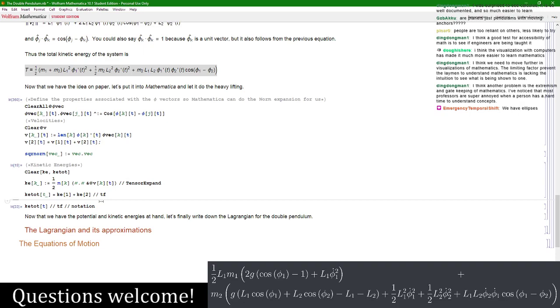So Picard, people are too reliant on others, less likely to try. I mean, I could see it. Let's see. Okay, so Ding Dong, I think a good test for accessibility of maths is to see if engineers are being taught it. Interesting.